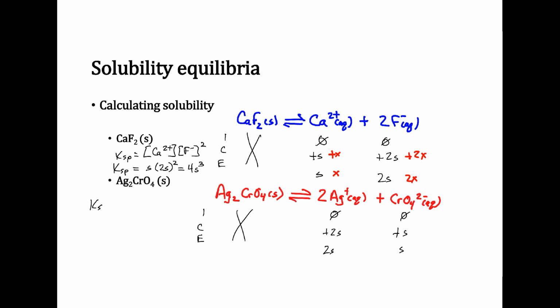So KSP for this silver chromate would actually be the concentration of the silver 1 ion squared times the concentration of our chromate ion. So whenever we substitute in our equilibrium concentrations, we'd have 2S quantity squared times S. So KSP here would be equal to 4S cubed.